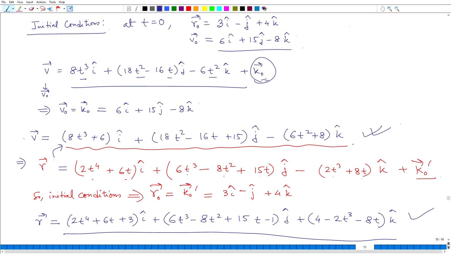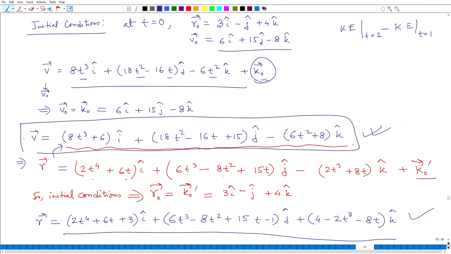How is that? For that you have to calculate the kinetic energy of the particle at t equals 2 minus the kinetic energy at t equals 1. To calculate the kinetic energy, remember you have the total V vector. You can calculate the value of V vector at t equals 2 and also at t equals 1 just by substituting the values of t properly.